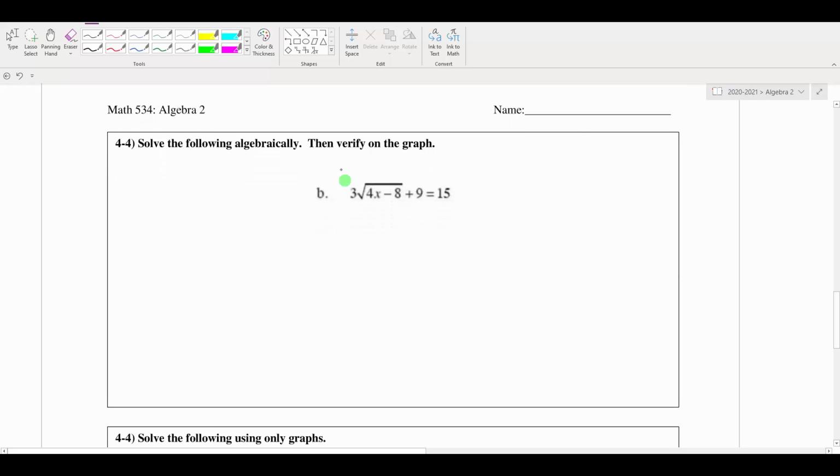But it's another tool to put on your tool belt when you're solving equations. All right, let's try another one. So this one's a little bit different. It's got a square root going on. So first we're going to solve it algebraically, and then we'll look at it on the graph and see what we get.